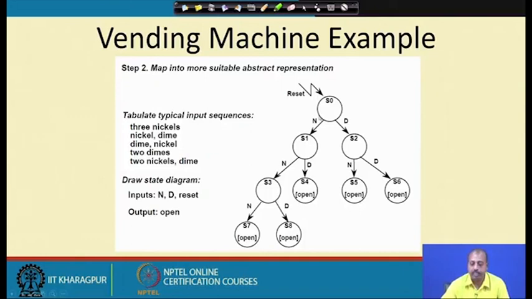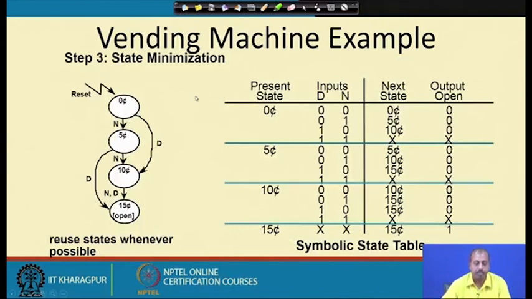We start at state S0. For the sequence nickel, nickel, nickel, we go through the states S1, S2, S3 and S7, and in state S7 the open signal is equal to 1. Or it may be dime, dime, going through S2, S6 states. So, we draw this diagram. After the diagram has been drawn, we look into the behavior and get the confidence that it really represents the behavior properly. Then we do some state minimization.